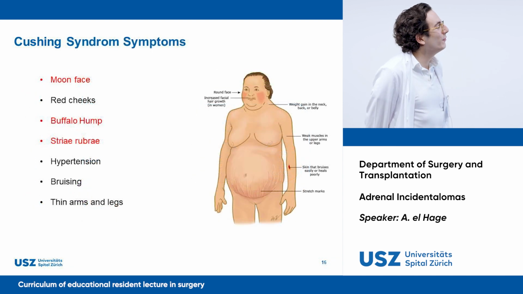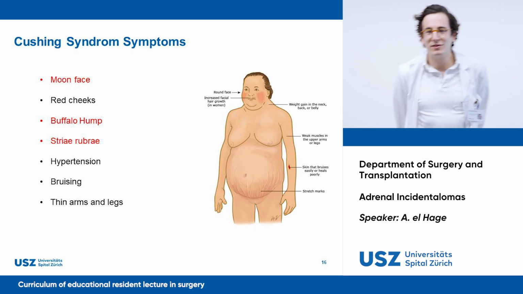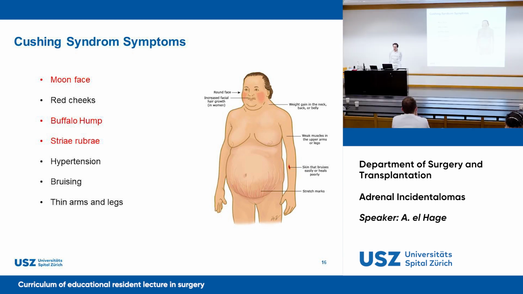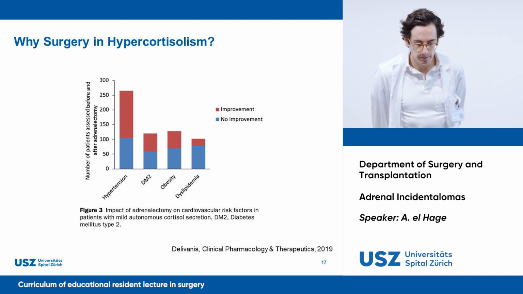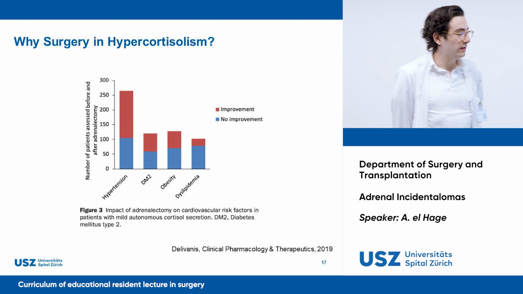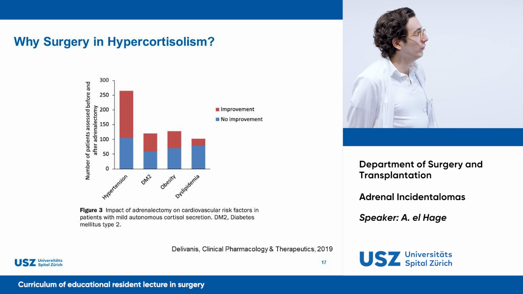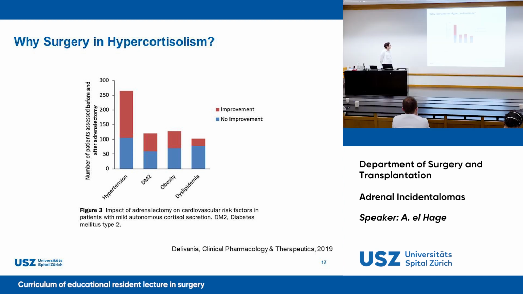You certainly remember all these images of patients with typical Cushing symptoms, such as the moon face, buffalo hump, red striations, and of course, all the cardiovascular problems that go with it. Now you wonder, why do we operate these patients? Well, this study from Delivanis has shown that there is actually an improvement in the cardiovascular risk factors of patients that undergo adrenalectomy for hypercortisolism.